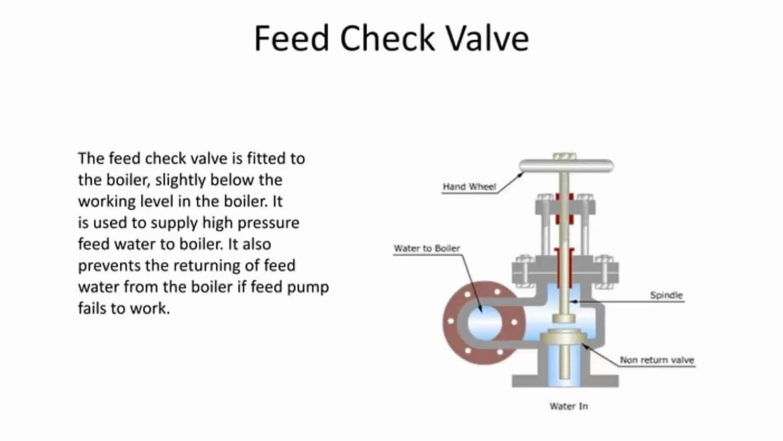And the feed check valve. The feed check valve is fitted to the boiler slightly below the working level of the water in the boiler. It is used to supply high pressure feed water to the boiler. It also prevents the returning of the feed water from the boiler if the feed pump fails to work. So it is to be one way only. Suppose the feed pump is not working well, right? Due to gravity or some pressure inside the boiler, the water should not come back, right? So like this, the feed check valve will be adjusted.